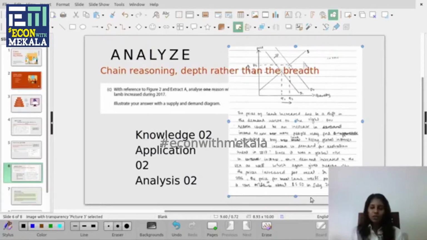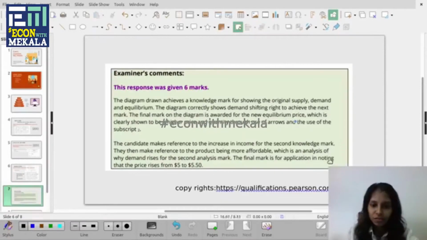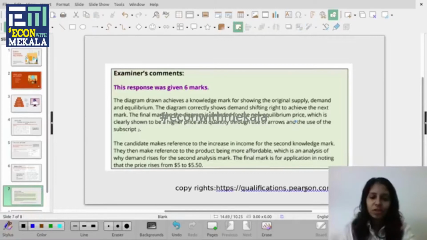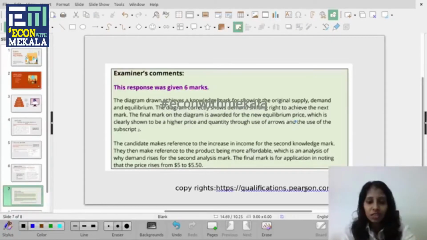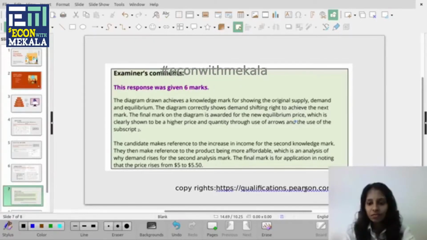I wanted to share the examiner's report for this. This is from the Edexcel website. So if you want, you can have a look at examination materials after the exam. They publish them as examiner reports, so you all can have access to them as students. Right, this response was given 6 marks. They have justified why they have given 6 marks.